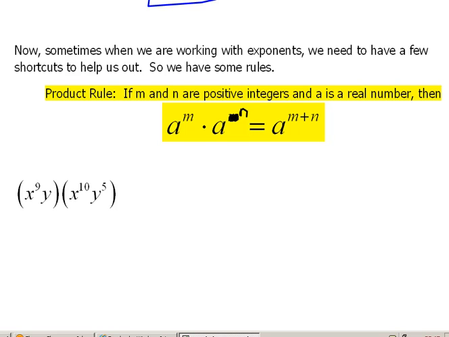Here we have the first of our exponent rules, and these are going to come in really handy whenever we start working with larger and larger items. Okay, let's look at this first one.